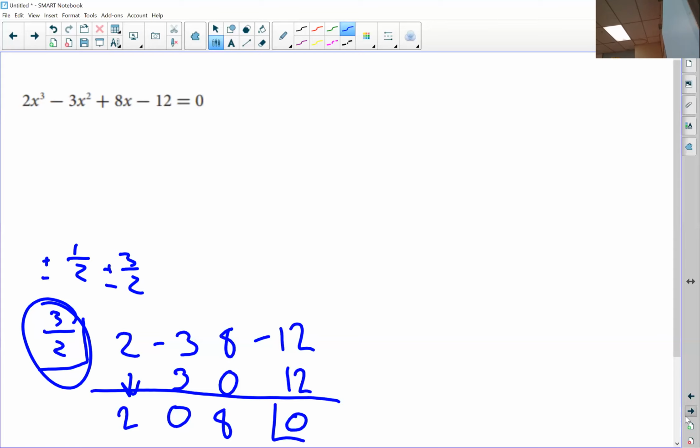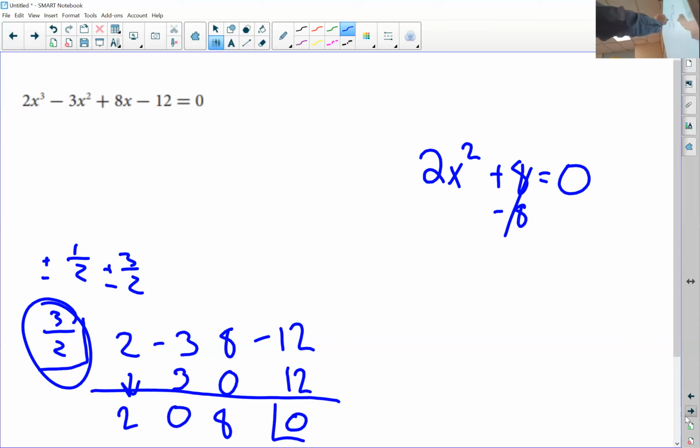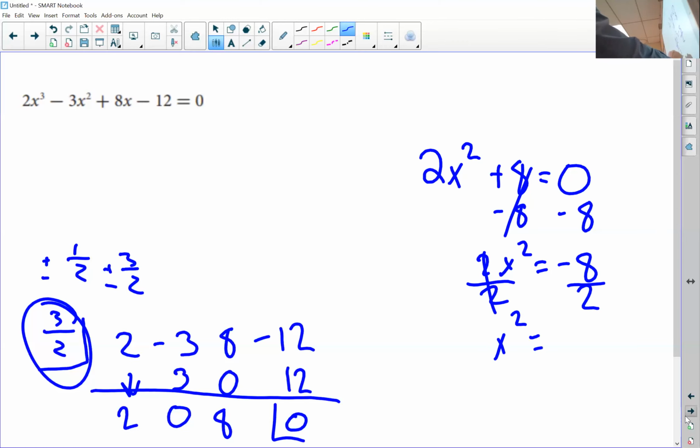So what do I do with what's left? Well, isn't that 2x squared plus 8? How do I solve from there? Well, I can subtract 8. The first two were just numbers, the second two, solving for that. So my answers are 3 over 2.